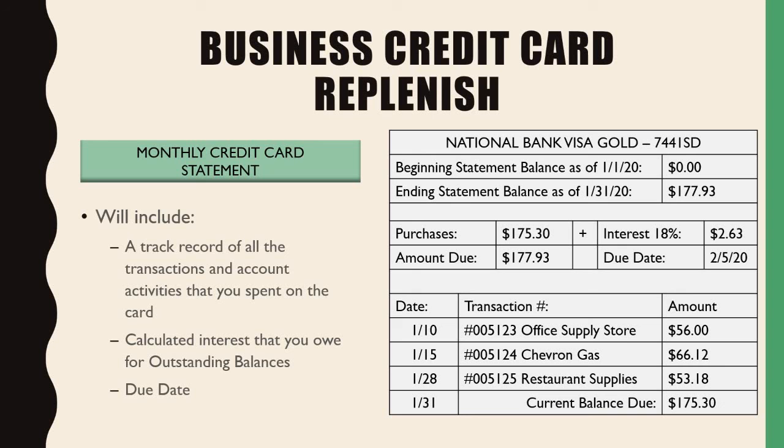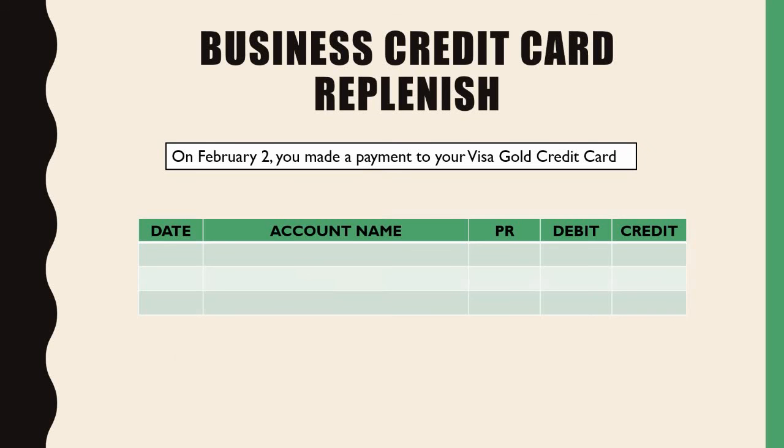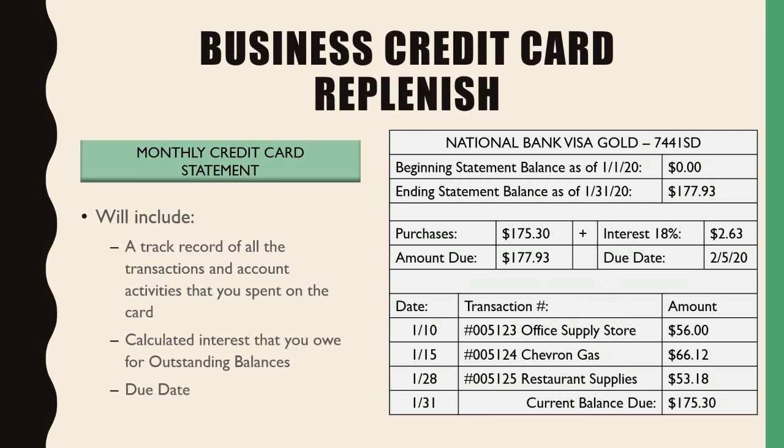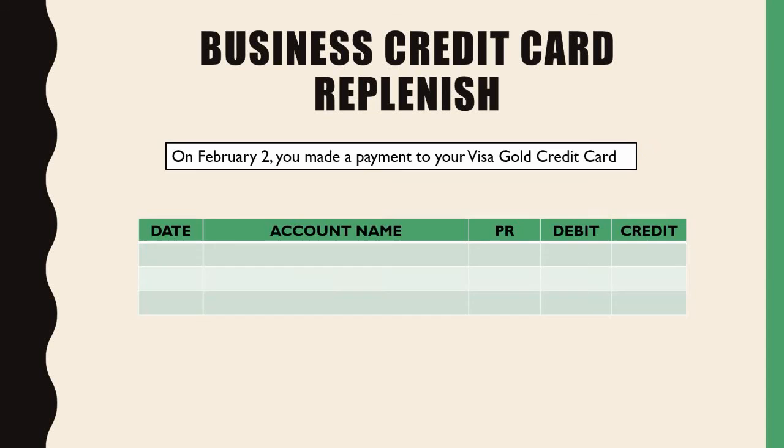So you should be receiving some form of statement, and it should let you know how much interest you were charged. So how do I replenish it? Because right now I am short $175.30 on my credit card, right? That means I do not have the full $500. So how do I replenish it? Simple. You just pay for it. So here on February 2nd, you decide to pay for your Visa Gold credit card. Okay?